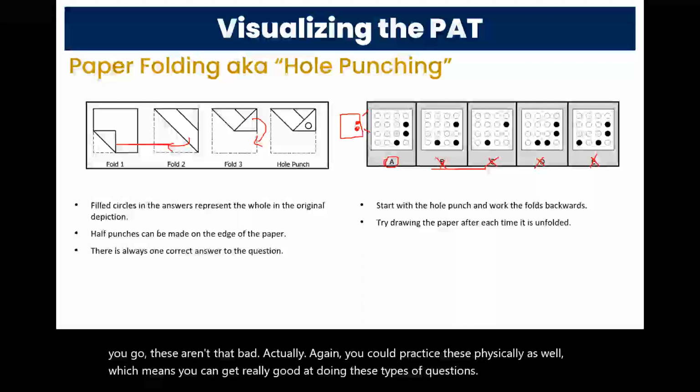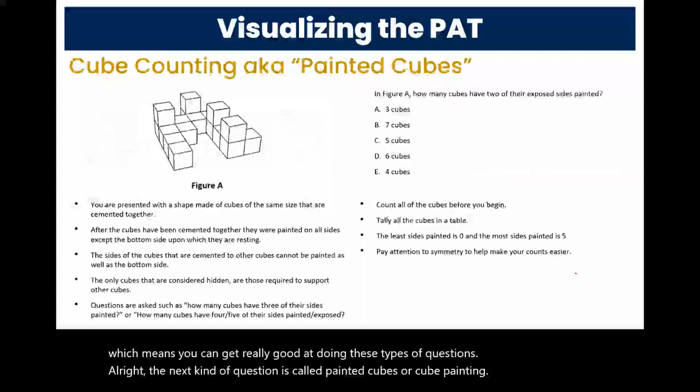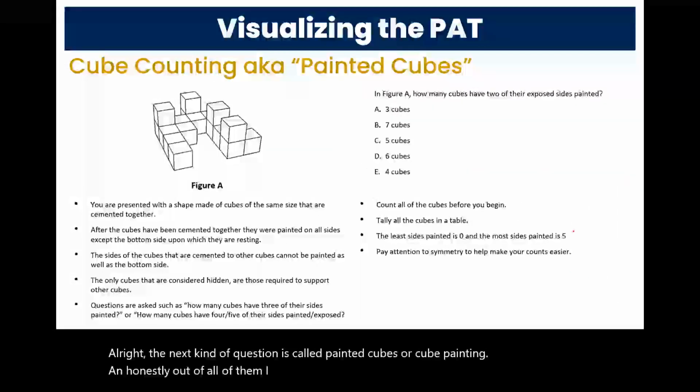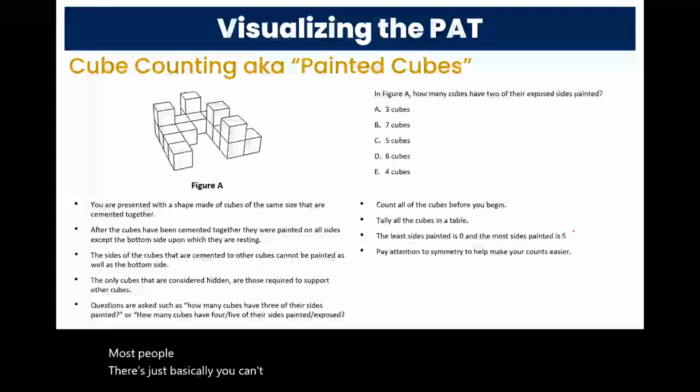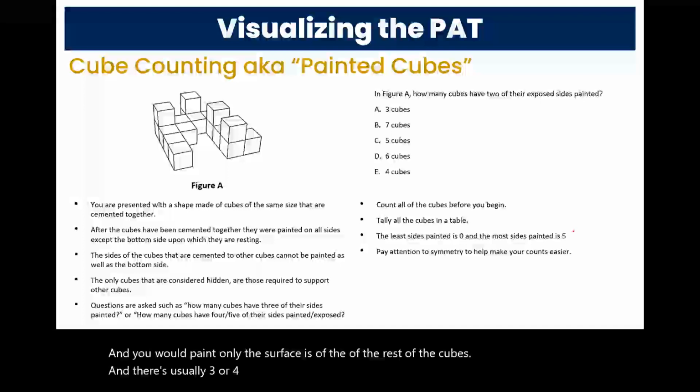All right, the next kind of question is called painted cubes or cube painting. Honestly, out of all of them, I feel that these are probably the easiest for most people. Basically, you can't ever paint the bottom, and you would paint only the surfaces of the rest of the cubes. There are usually 3 or 4 questions that go with one set of blocks.